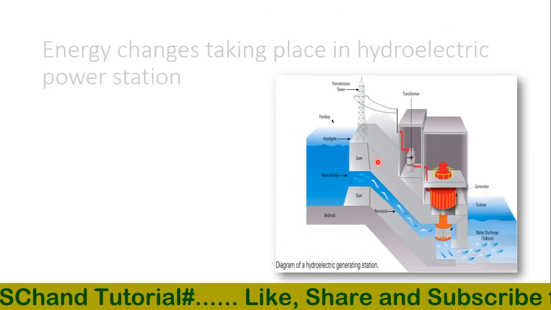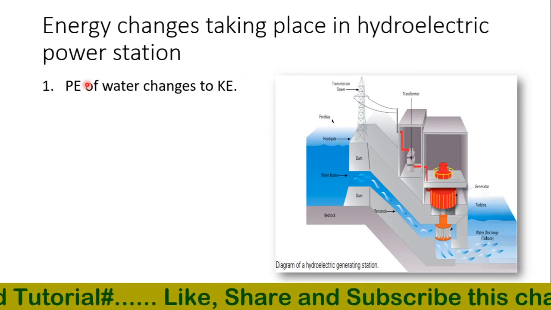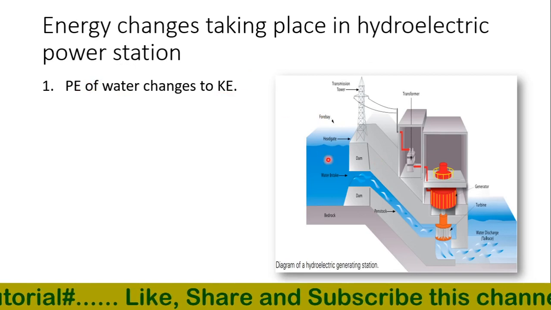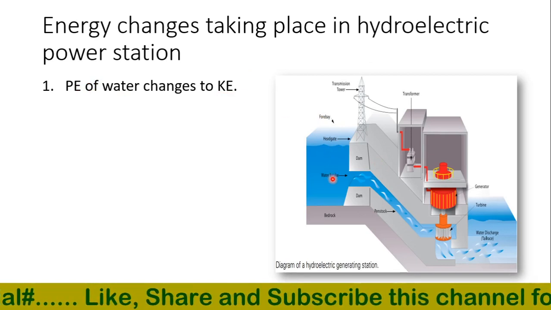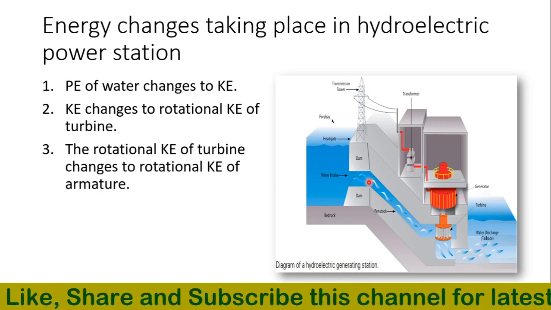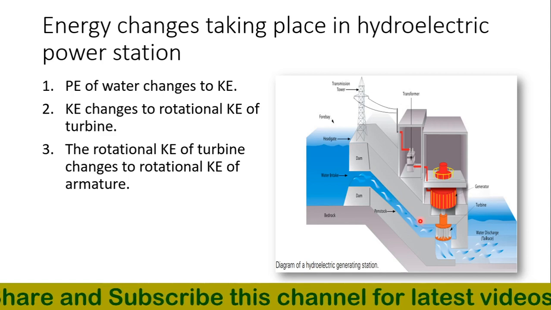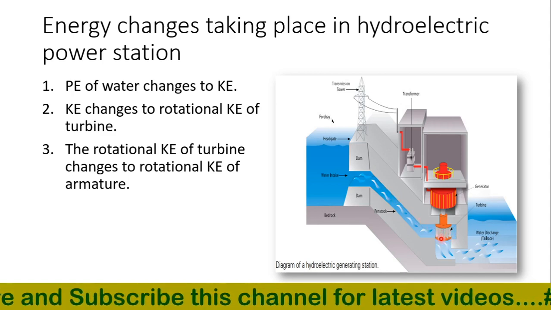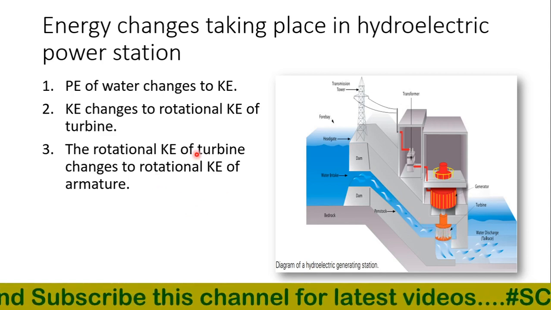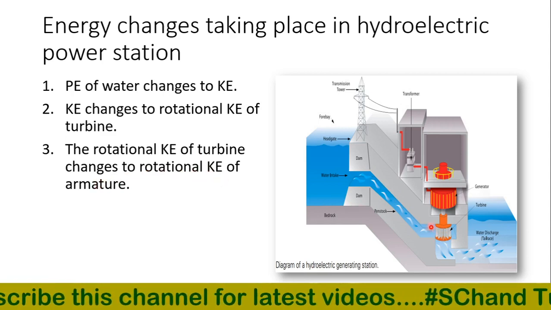Then what are the energy changes taking place in the hydroelectric power station? First of all, the potential energy of the water changes into kinetic energy. Here the water has potential energy, so this will change into kinetic energy first. The kinetic energy then changes into the rotational kinetic energy of the turbine, and the rotational kinetic energy of the turbine changes to rotational kinetic energy of the armature.